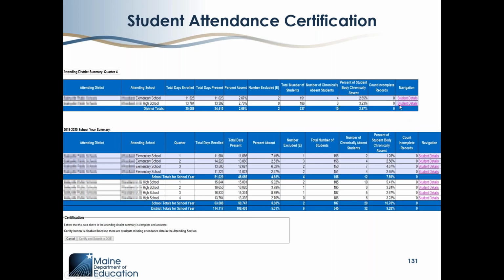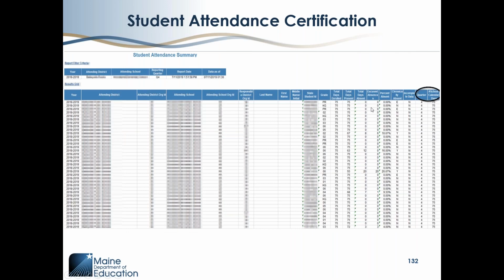You won't be able to certify this report if you have a count incomplete records in any row, but that just means you have a student who is missing attendance information. They don't have anything entered for them. To look for these students, you would just click the student details link on the line with the incomplete record, and it will pull up a report that looks like this.